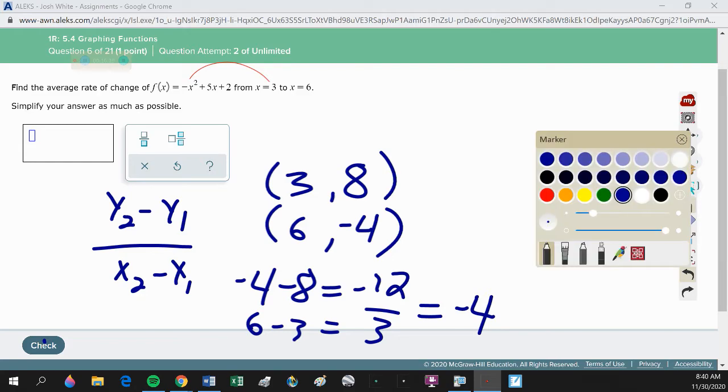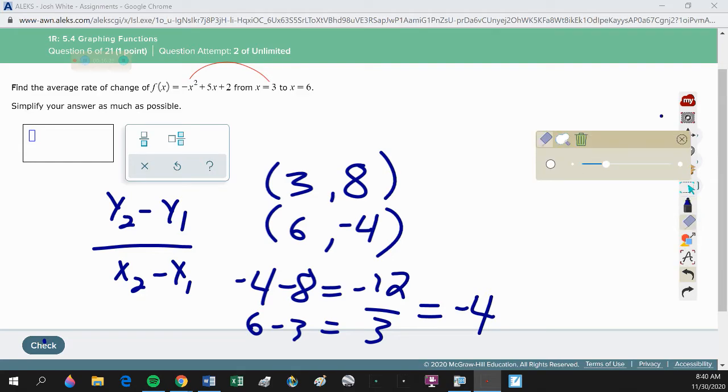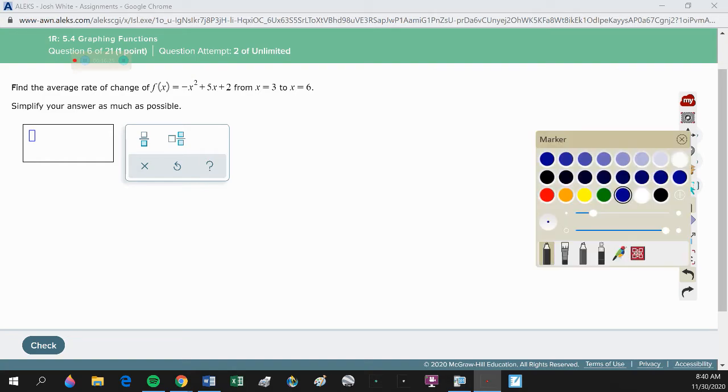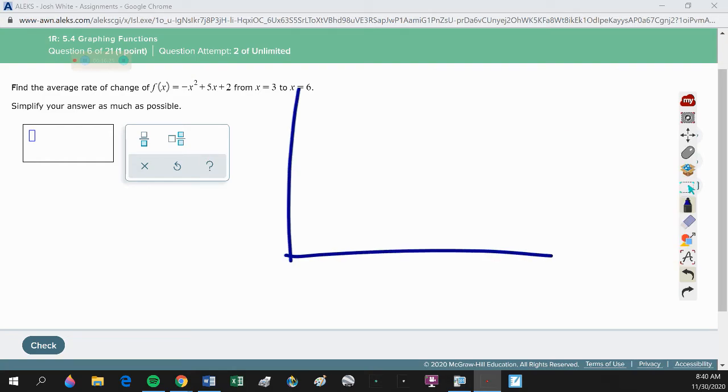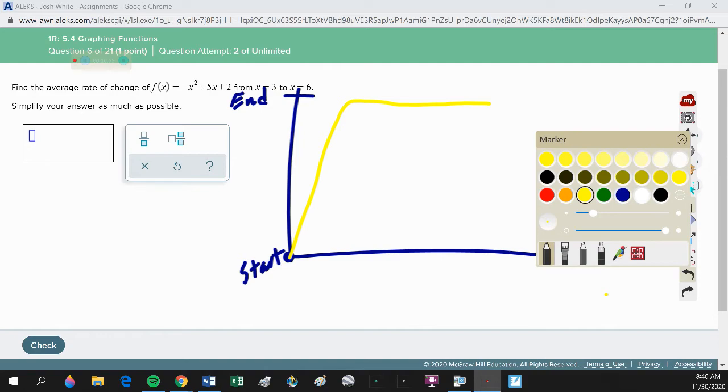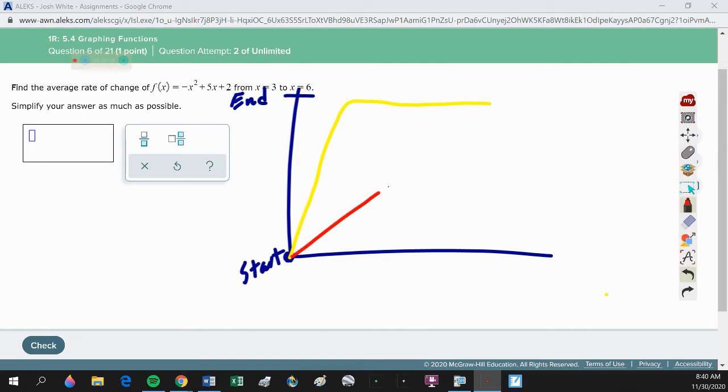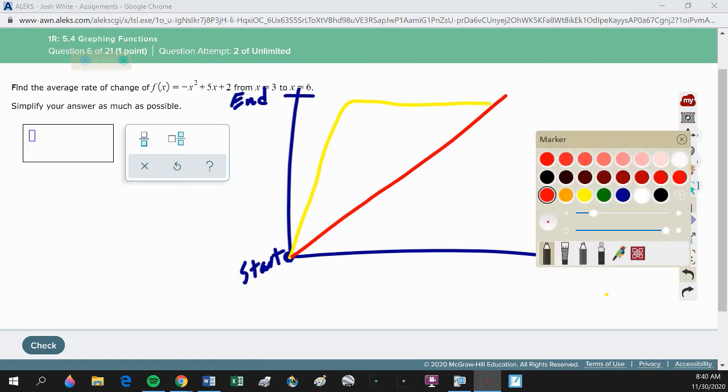Maybe this will help a little bit. You guys know the story of the tortoise and the hare? Okay. So, this is the start of the race. And this is the end of the race. And what did the hare do during this race? He went super fast, and then he stopped and took a nap. Right? And what did the tortoise do? The tortoise just went nice and steady. Okay?